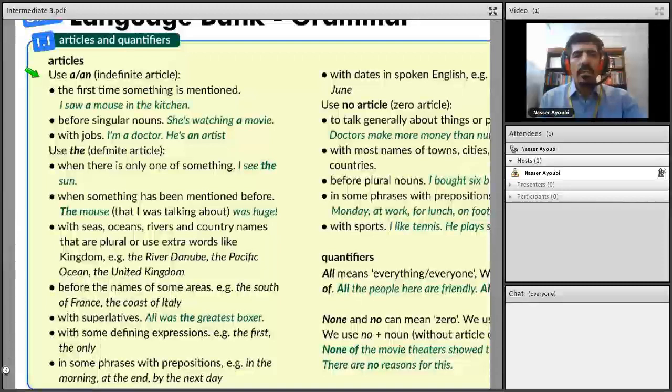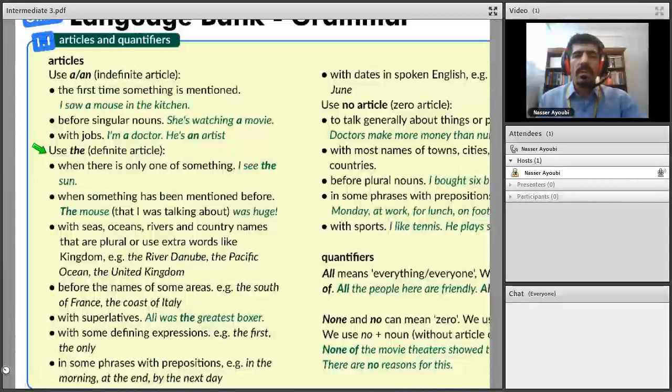Use an indefinite article the first time something is mentioned, before singular nouns. She is watching a movie, not 2 movies, a movie, 1 movie. With jobs: I'm a doctor, he's an artist.